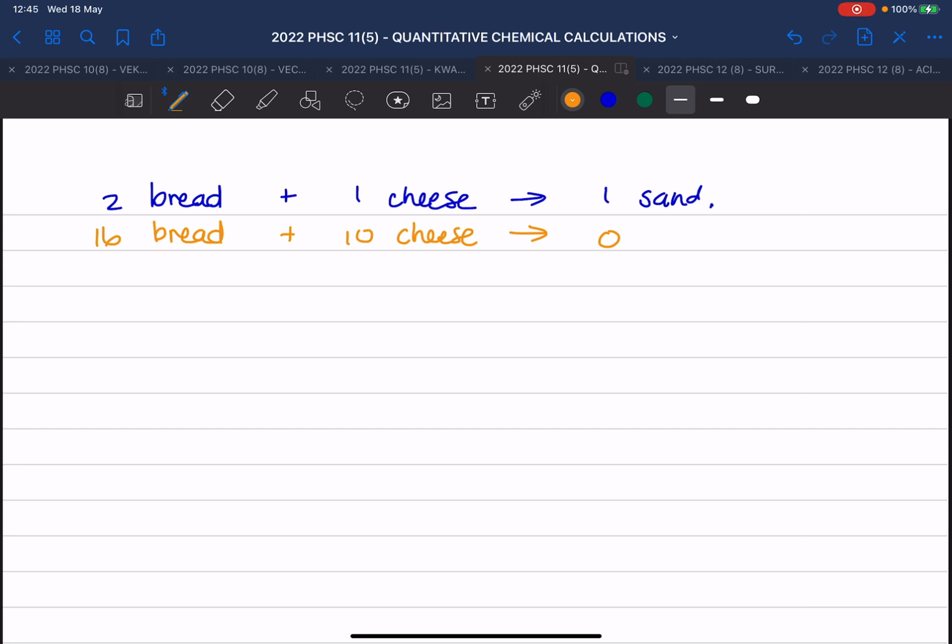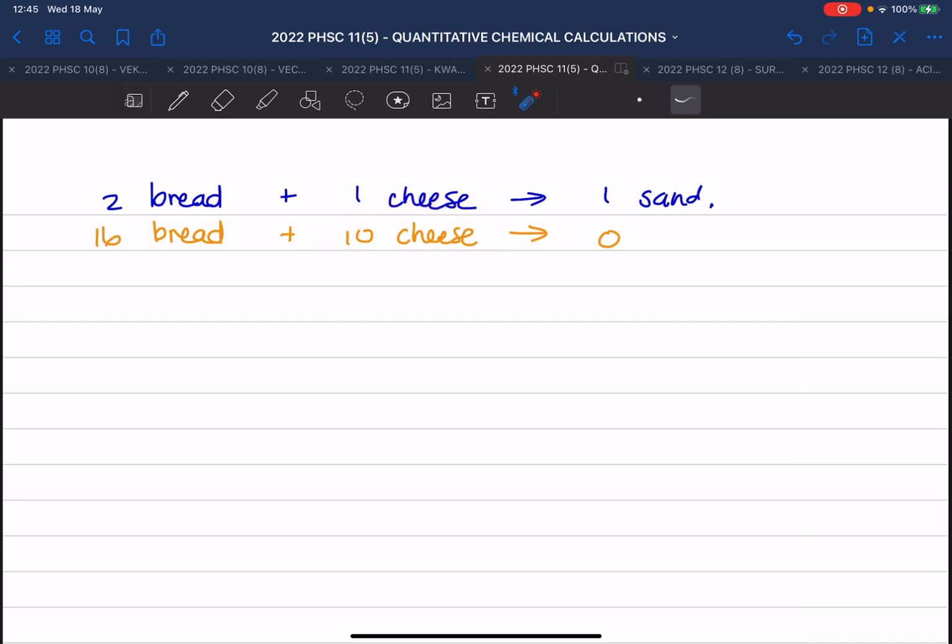Now, are you just going to throw all of the bread and all of the cheese together? No, because you must ration it, right? It says 2 and 1, 2 and 1, 2 and 1. So if you use all 16 slices of bread, how many slices of cheese do you need? 8. Because 2 slices of bread need 1 slice of cheese. So we have too much cheese. We will say we have excess cheese.